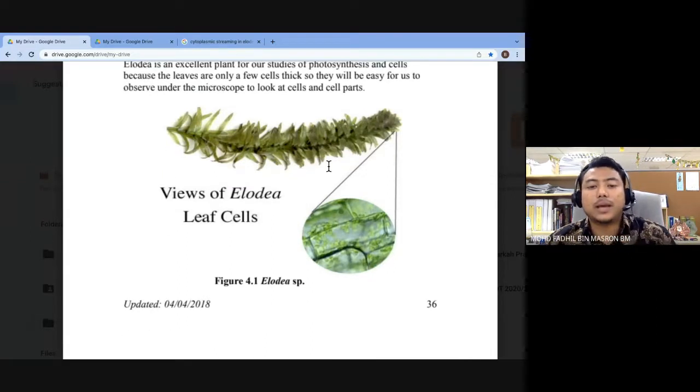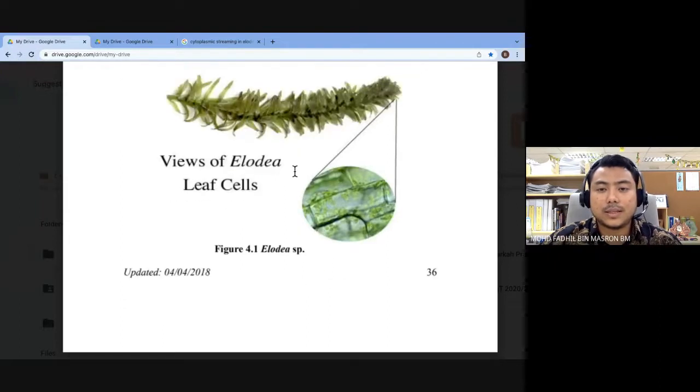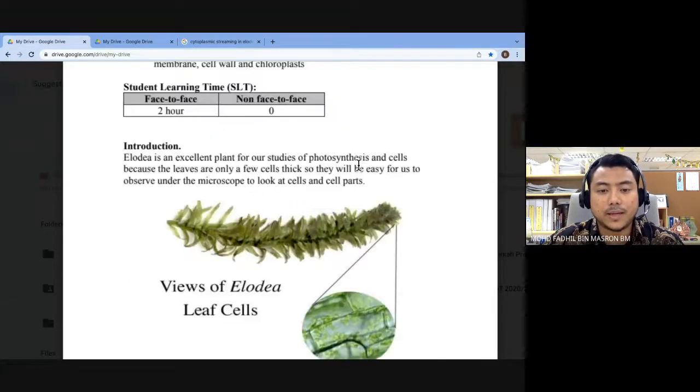If you may have not encountered Elodea leaf before, actually if you go to a pet shop, the one that sells aquatic plants, aquariums, fishes and also aquatic plants, you can find Elodea being sold at the shop. So these are the leaves of the Elodea, and this is the microscope view of the leaf of the Elodea sp.